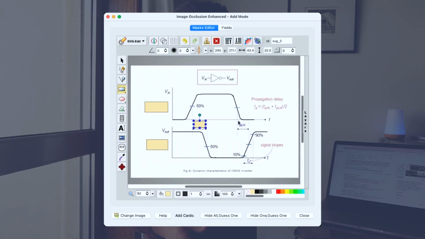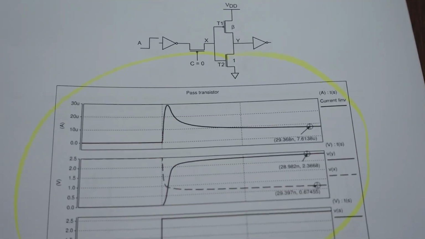For example, you can hide the variable of an axis of a graph and then explain the relationship between both, or hide the information about a variable or the variable itself in a mathematical formula. So let's go back to our exam and analyze images and graphs.